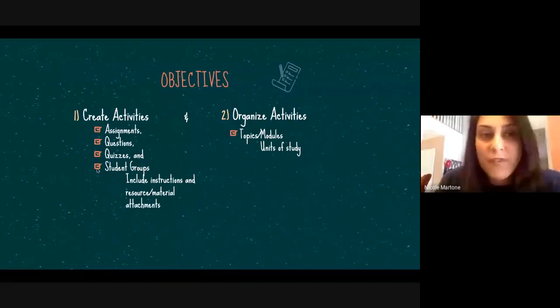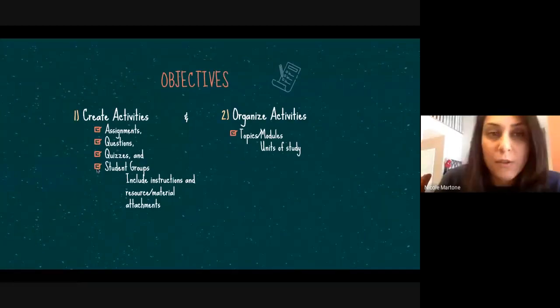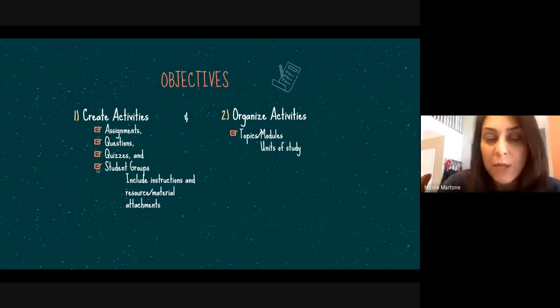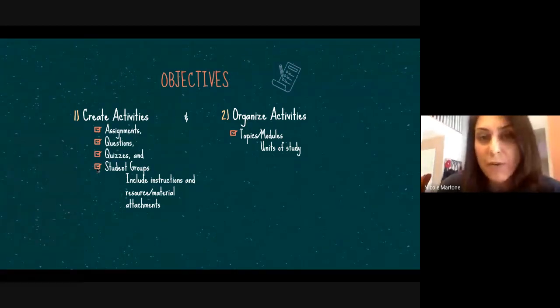So the objectives for today include essentially two things. One, you're going to learn how to create activities such as assignments, questions, quizzes, and student groups. And within those activities, you'll be able to add instructions and resources and materials as attachments. And I'll show you how to organize these activities into weekly topics or modules or units of study. And basically, you'll just situate these activities under those topics.